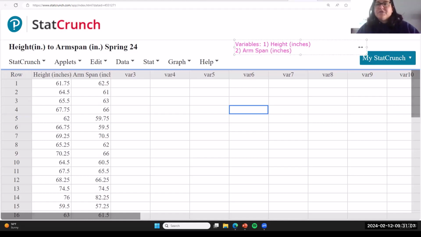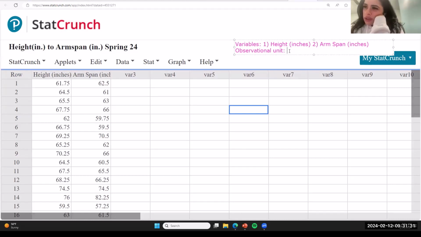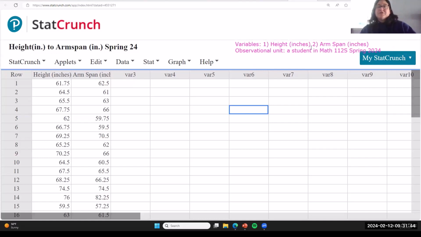And then our observational unit, all these came from what? Where did these numbers come from? You can unmute. Where did I get my height and my arm span from? As students. Yeah, so our observational unit is a student in Math 112S, the spring of 2024. So that's our observational unit.